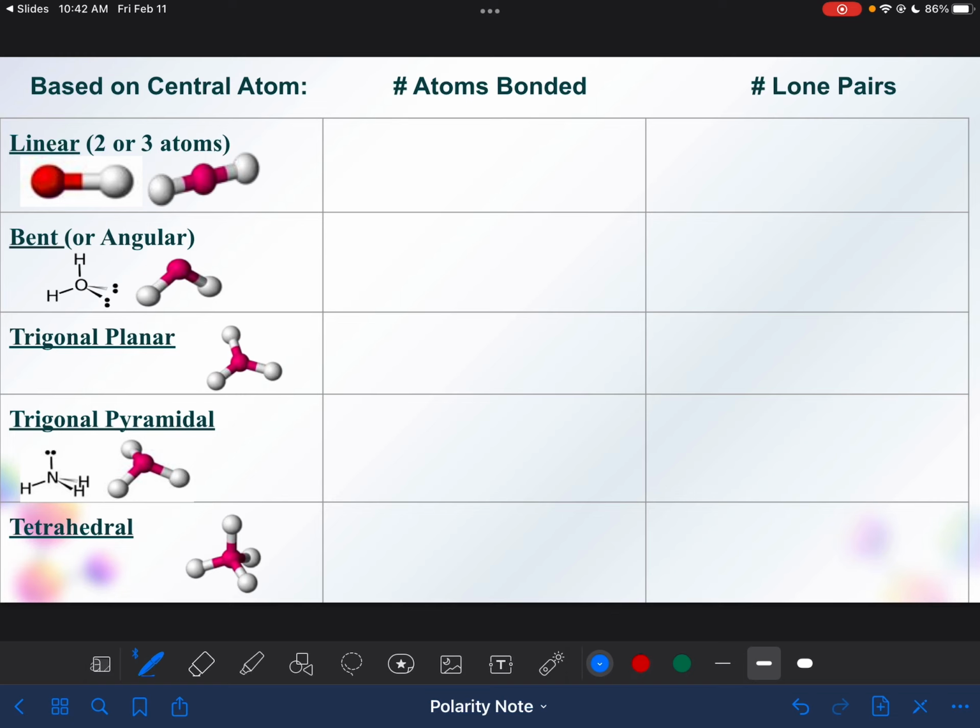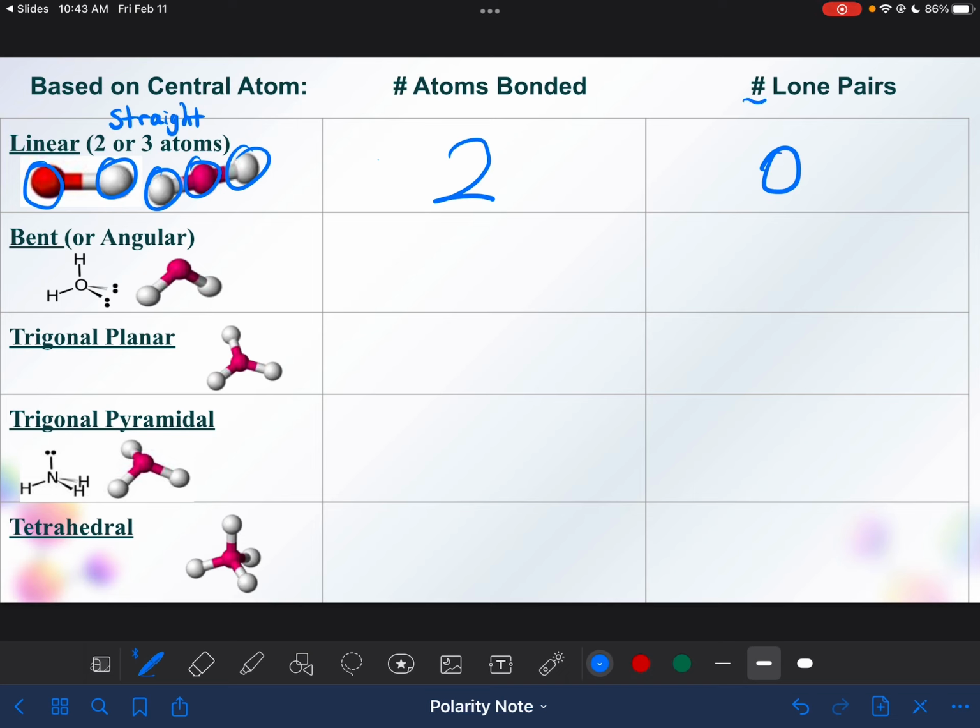Now, if we look at linear shape, linear is basically a straight line. That's pretty simple, self-explanatory because you have taken geometry. Linear means straight. And as you can see, we have 2 atoms and we have 3 atoms. So in this case, if I ask you how many atoms are bonded, there are 2. But do we have any lone pairs? As in, do we have any pairs that are floating around the element? Well, the answer is no. You'll understand once I give you an example problem.